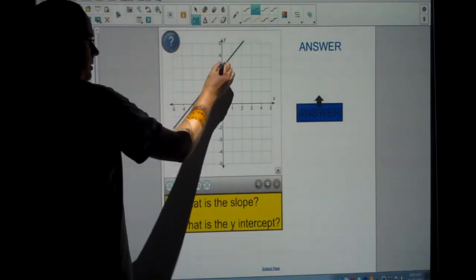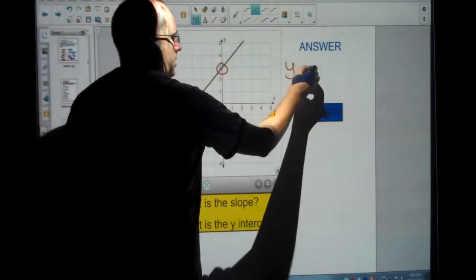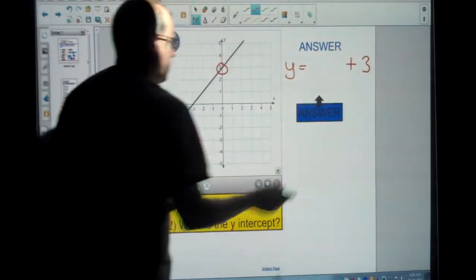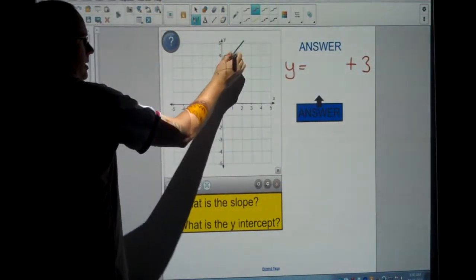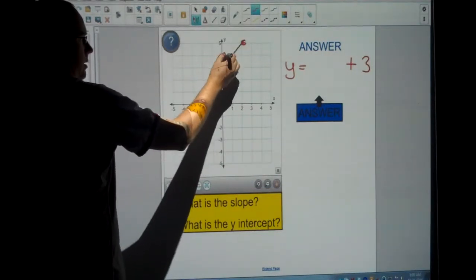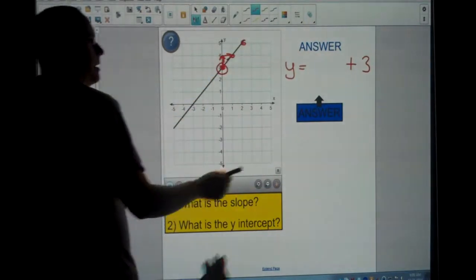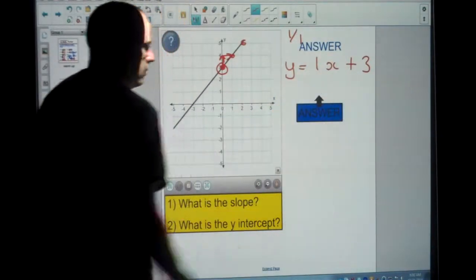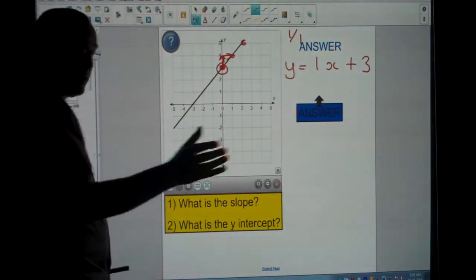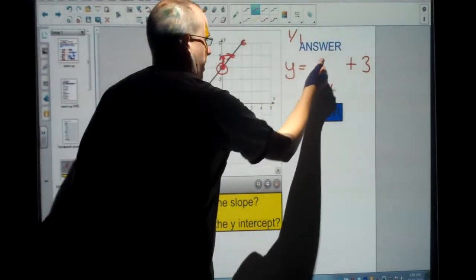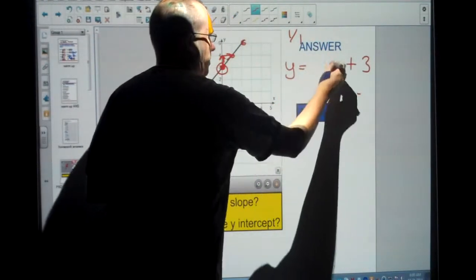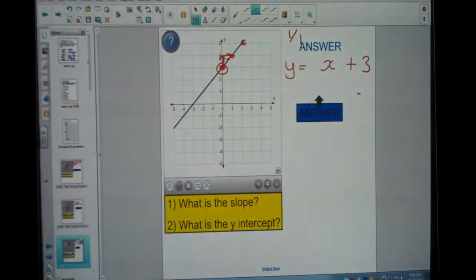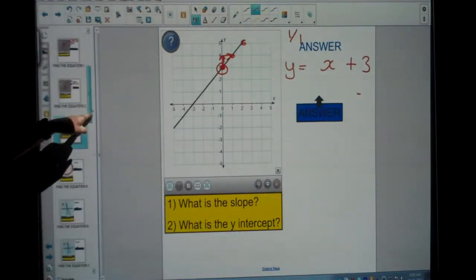This time it goes through +3, so y equals +3, and for this one the points are fairly close together. Up 1, across 1 to get back to the line, and 1 divided by 1 is just 1, so y equals 1x plus 3. As we don't say 1x, I'm just going to get rid of that part, and I'm just going to simply put x plus 3, and you should be looking to do that as well.